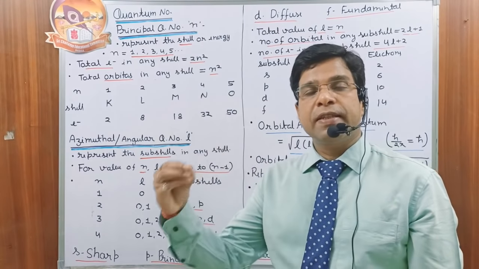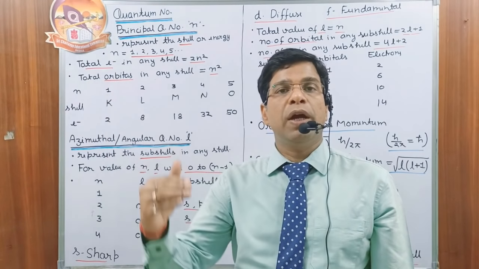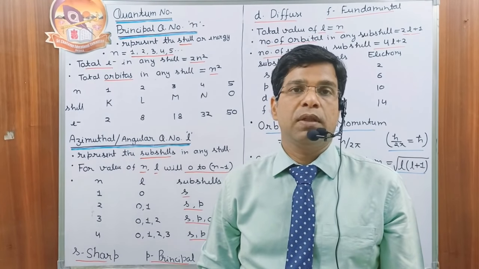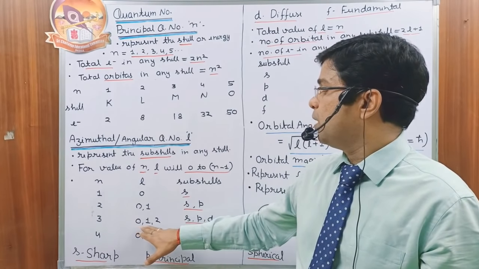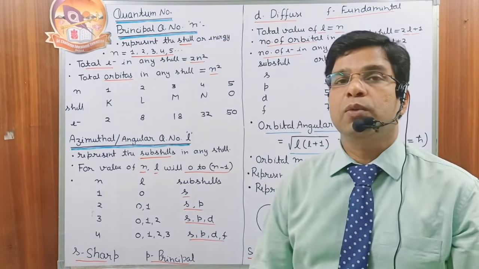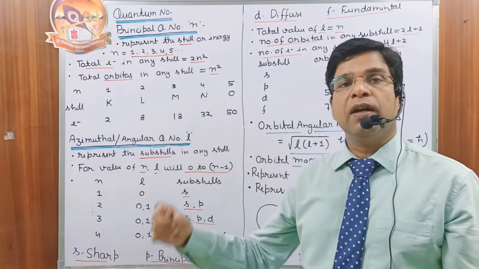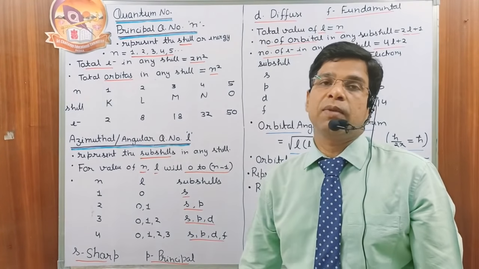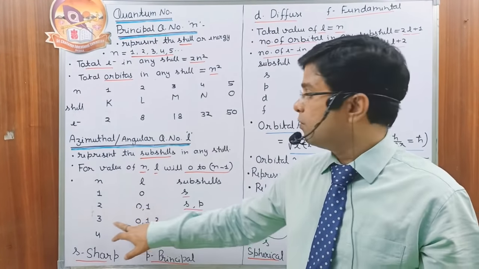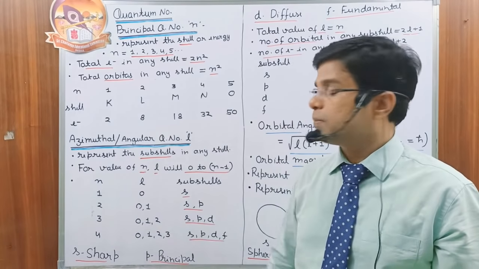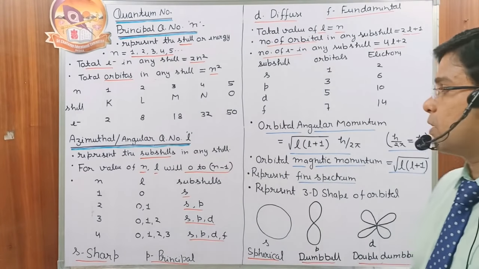If we see the line from n equal to 3 to n equal to 1, then this line is divided into three parts: l equal to 0, l equal to 1, l equal to 2. This represents the number of fine spectrum lines. For the second shell, 2 lines in the fine spectrum, for the third shell 3 lines, for the fourth 4 lines in the fine spectrum.